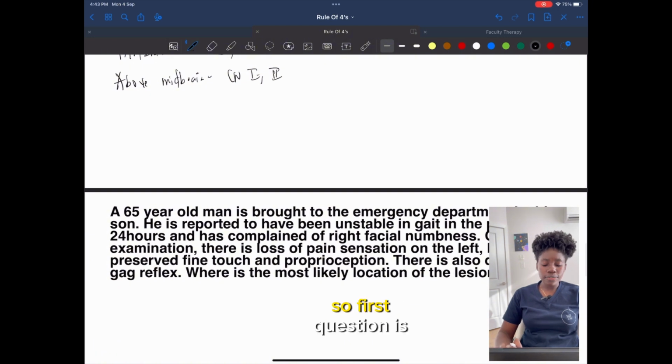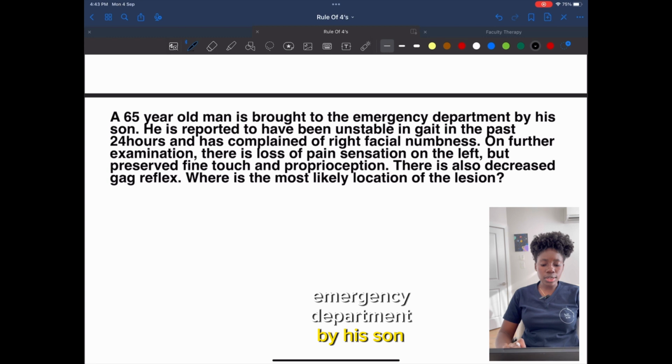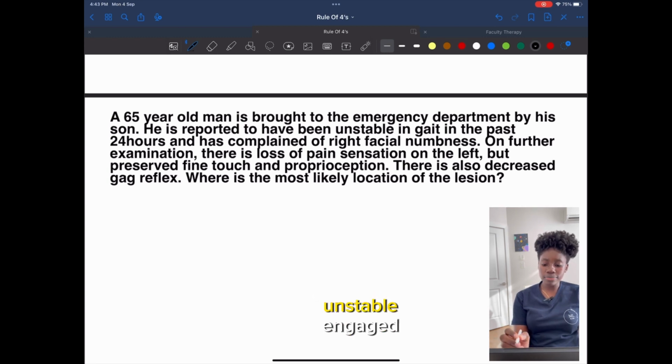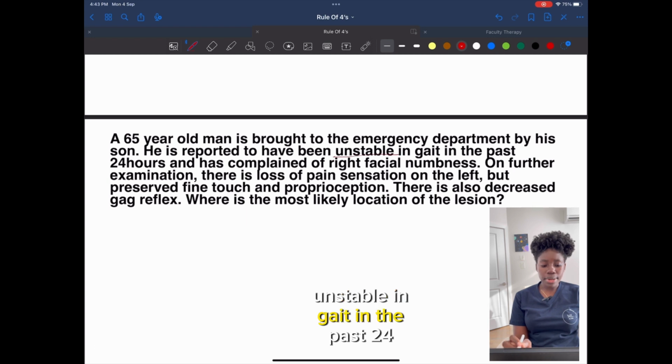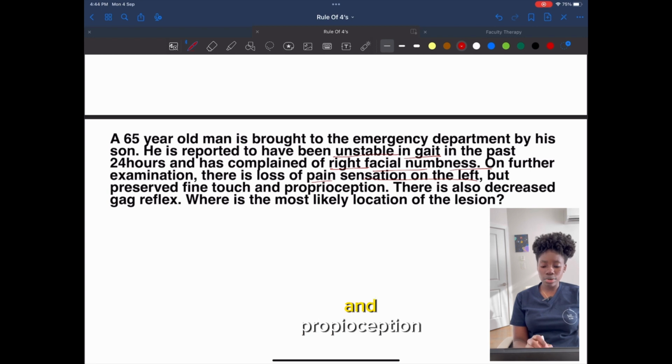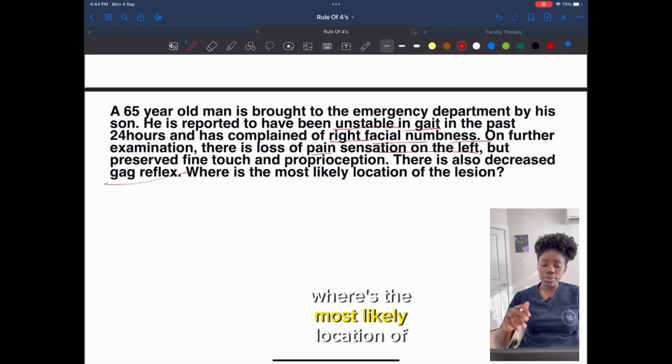Okay. So the first question is: a 65-year-old man is brought to the emergency department by his son. He's reported to have been unstable in gait in the past 24 hours, and he has complained of right facial numbness. On further examination, there's loss of pain sensation on the left, but preserved fine touch and proprioception. There's also decreased gag reflex. Where is the most likely location of the lesion?